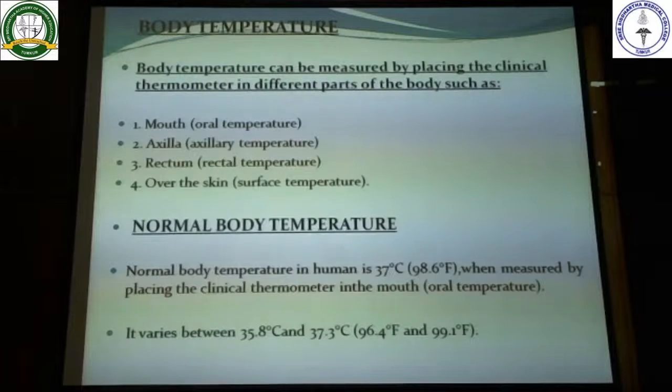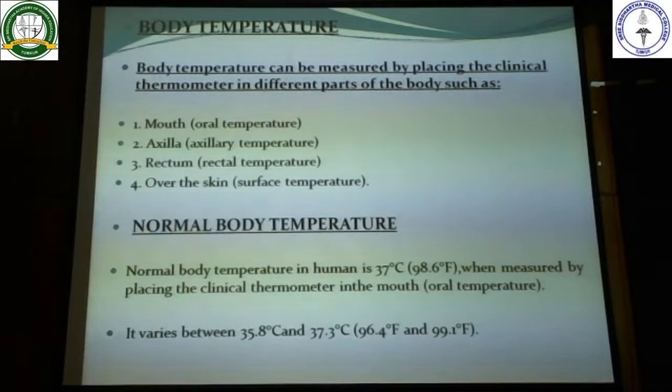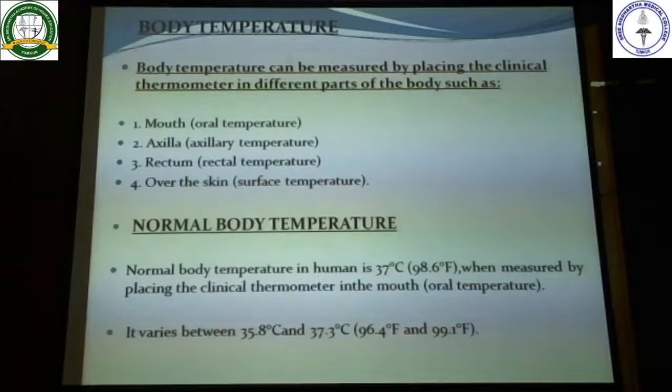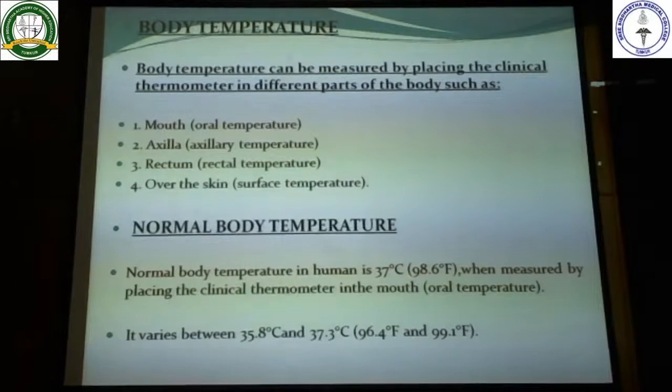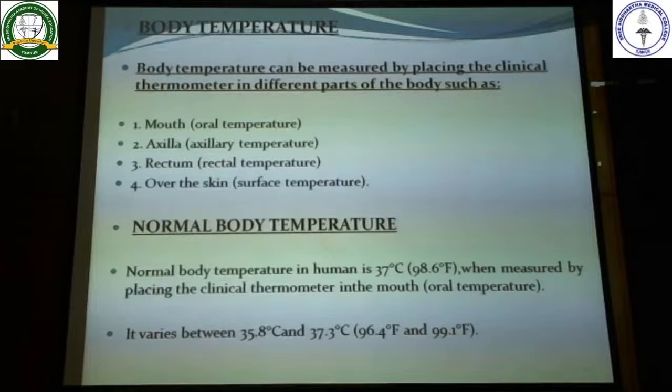Now coming to the normal body temperature, right? This is something which we have all read in our school days itself. In centigrade, it is 37 degrees centigrade.